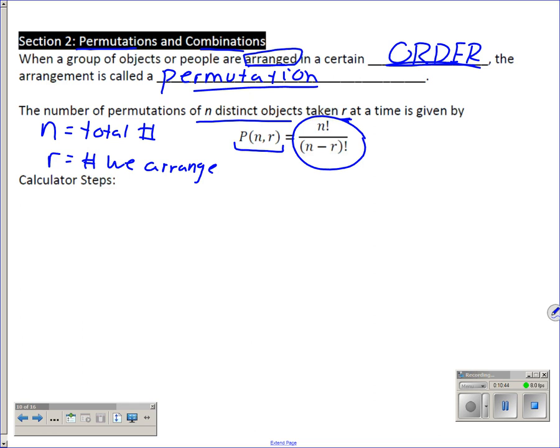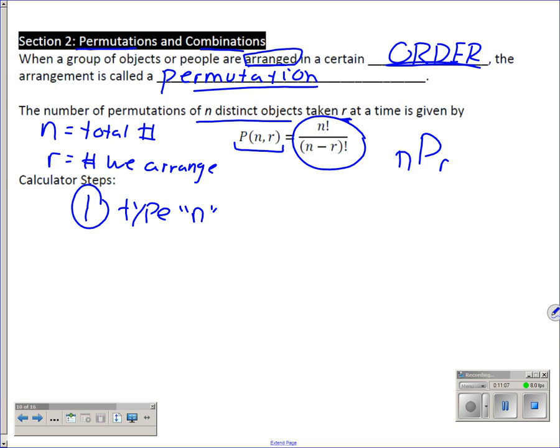How we do it in the calculator is nPr. The calculator will do that mess for you. I'll show you how to do that in a second. It's really easy. There's only 4 steps. First, type whatever your n value is. So in the bookshelf example, I would type 10 for n.